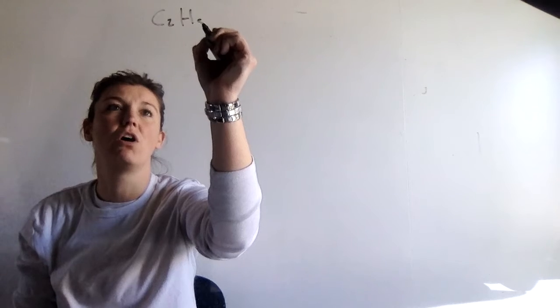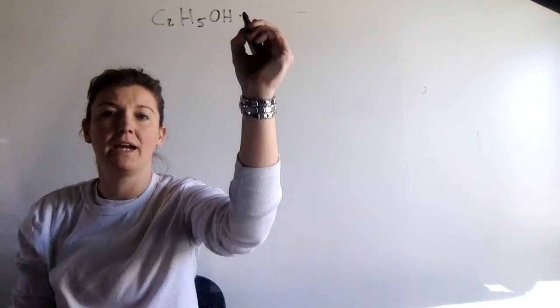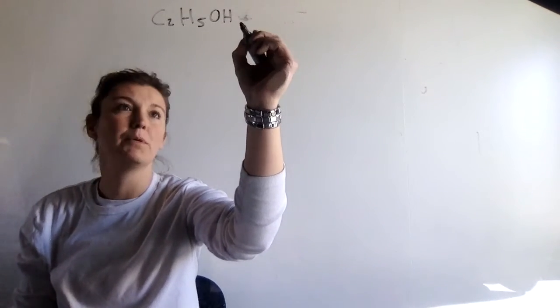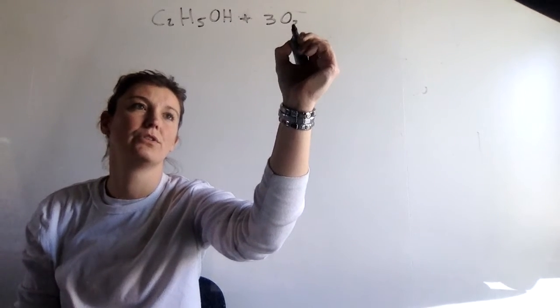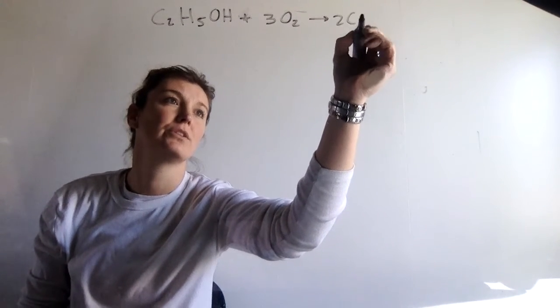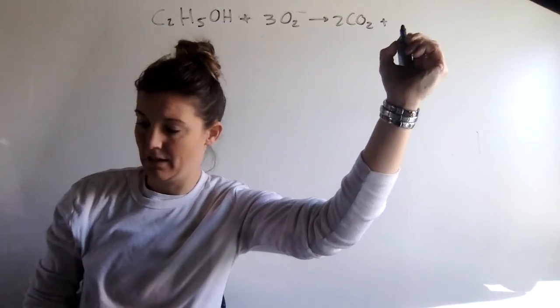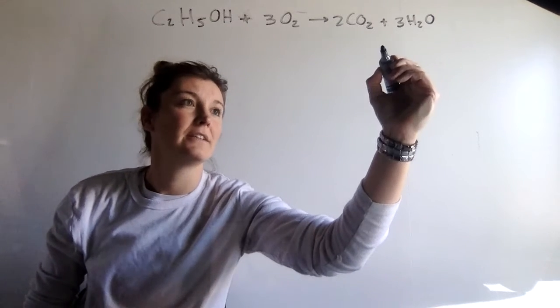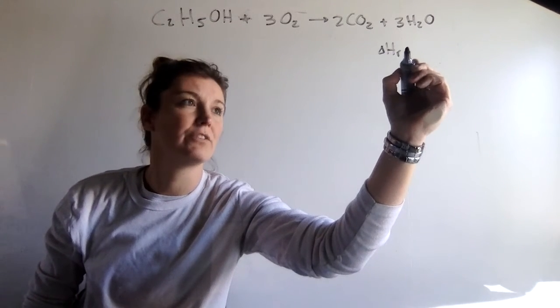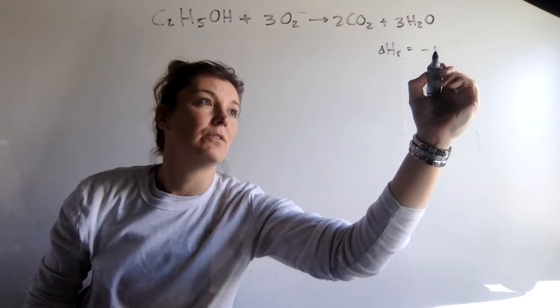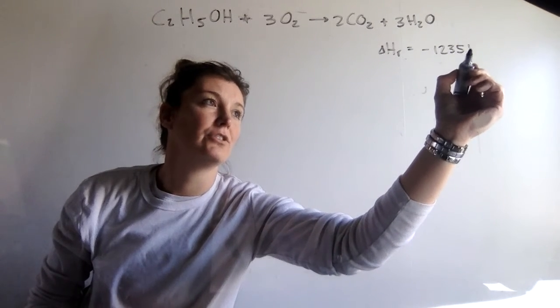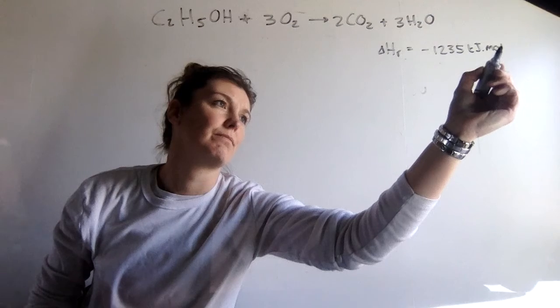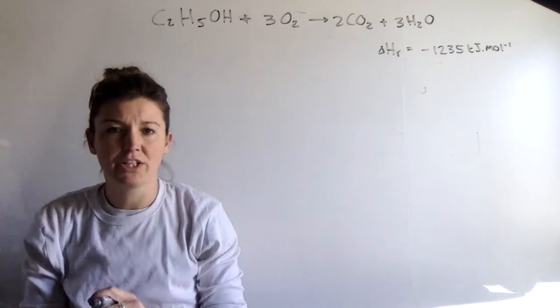So for instance, if we look at an equation, C2H5OH, and we're burning it with 3 O2, and that gives you 2 CO2s and 3 H2Os. And that tells you that the delta HR, so the enthalpy change of the reaction, is negative 1235 kilojoules per mole. Okay, so that is the equation that we're going to work with.